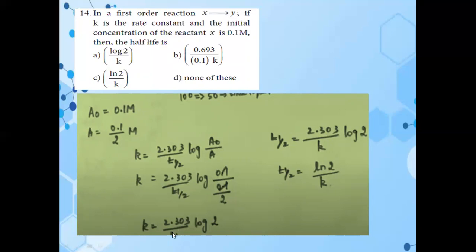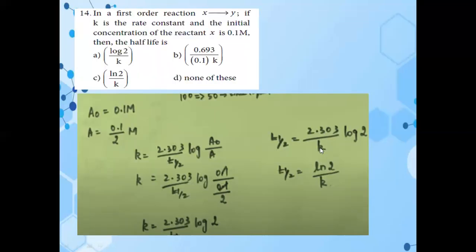We need to bring the t half to the left hand side. So t half is equal to 2.303 divided by k into log 2. We already know how to convert that ln into log form. We need to multiply that log by 2.303, so log into 2.303 is ln. So we are changing this into ln 2 divided by k. So option C is the right answer.